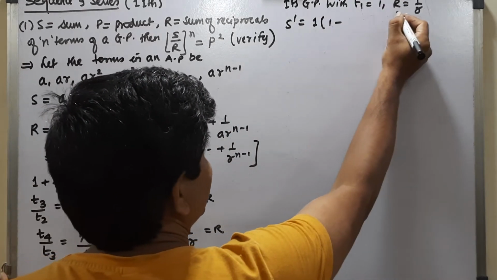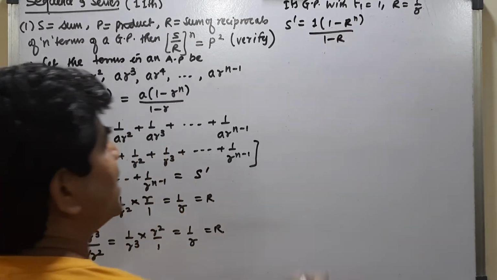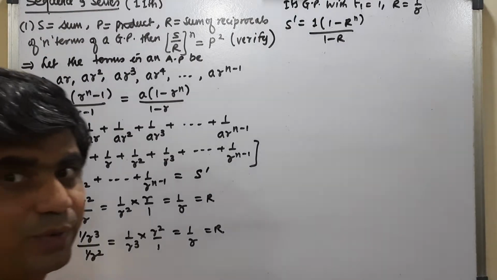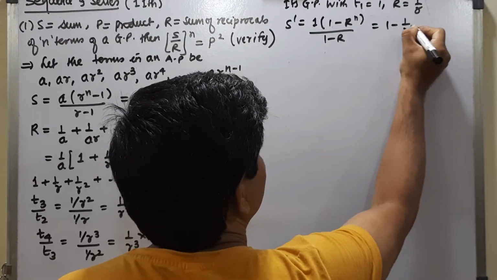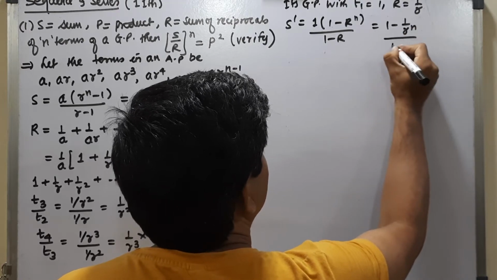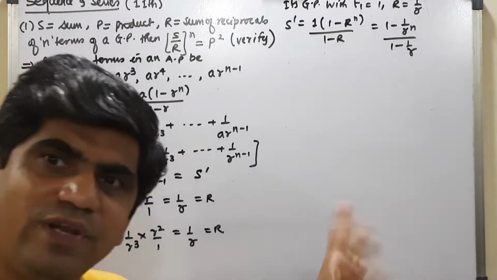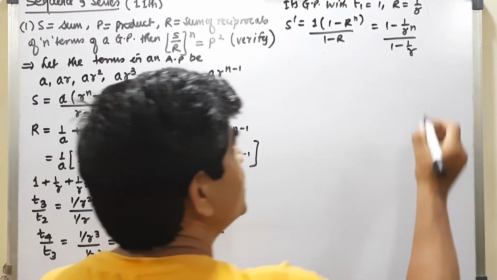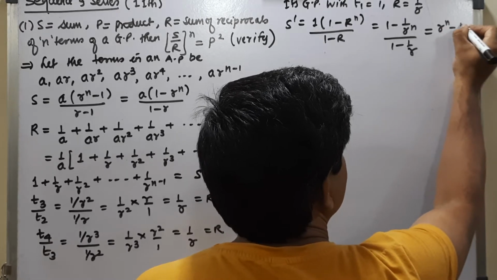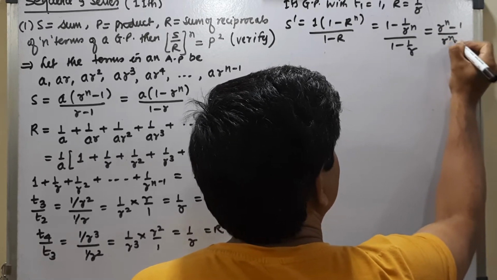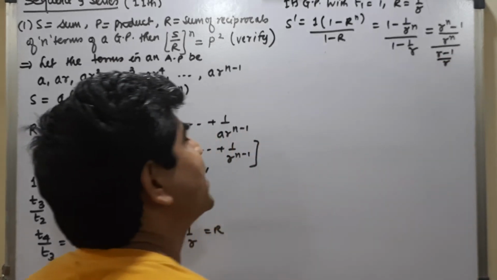So this is r raised to n upon 1 minus r. On substituting the values, what do you get? 1 minus 1 by r raised to n upon 1 minus 1 by r, because 1 raised to n will become 1 only. So when you make the denominator the same, you get r raised to n minus 1 upon r raised to n, whole divided by r minus 1 by r.